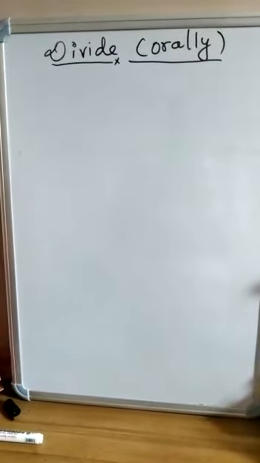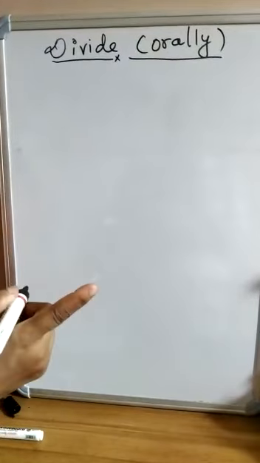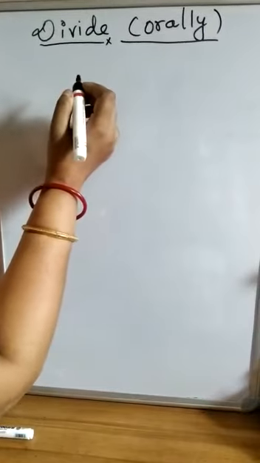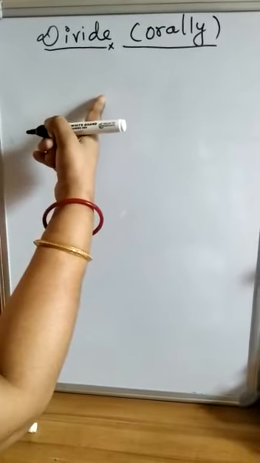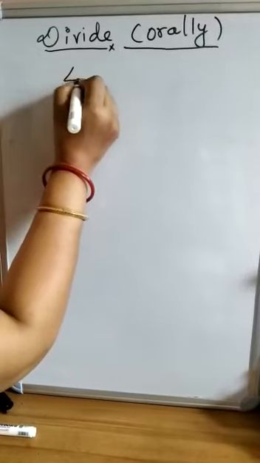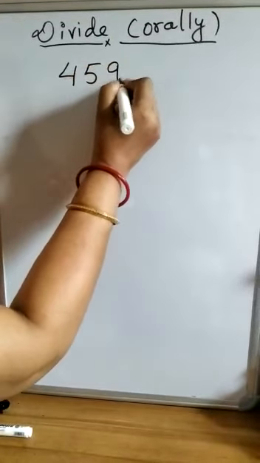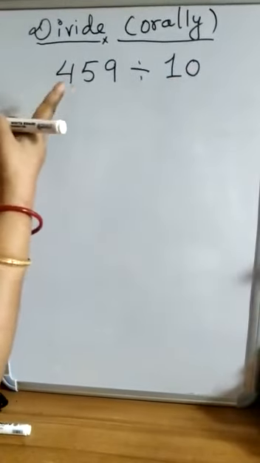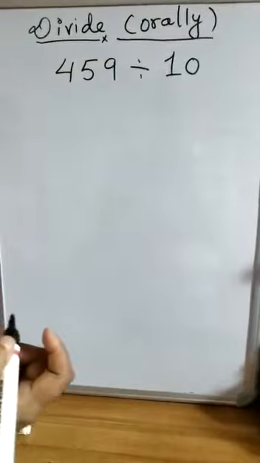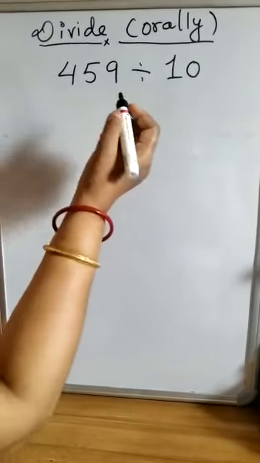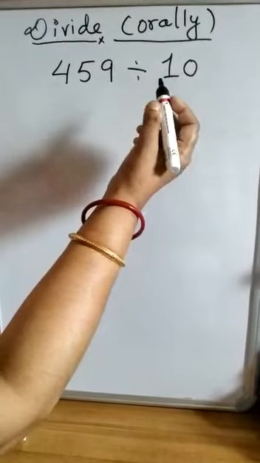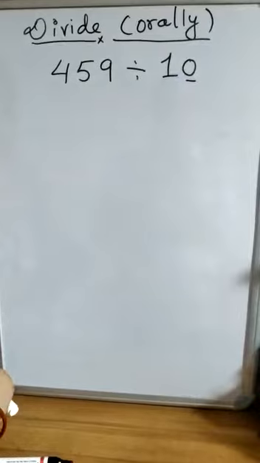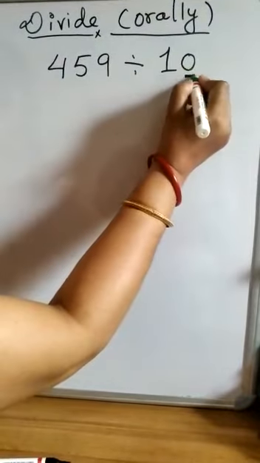Children, in class 3 you have learned dividing a number by 10 orally. For example, 459 divided by 10. You have learned how to divide a number by 10. Here all of you see, when a number is divided by 10, the quotient is, here 10 is having 1 zero.